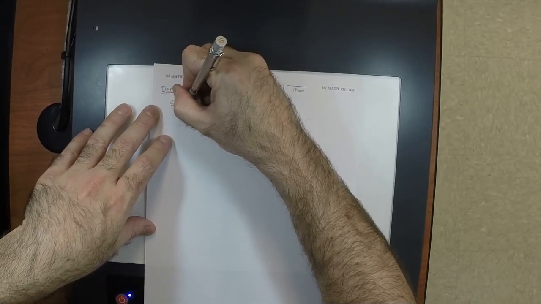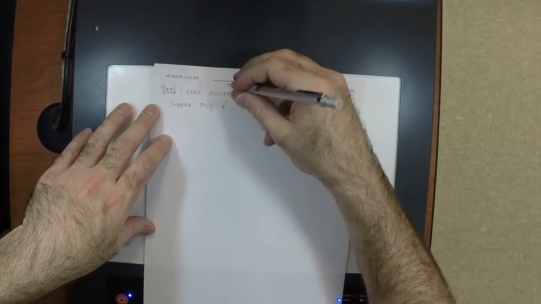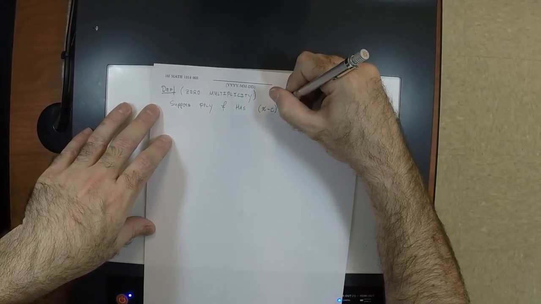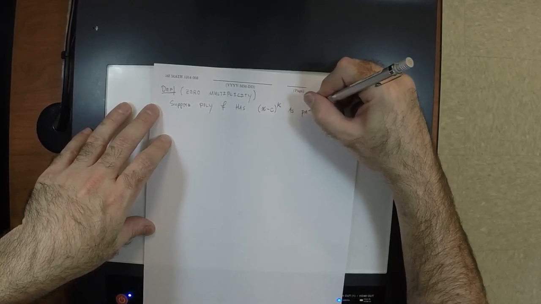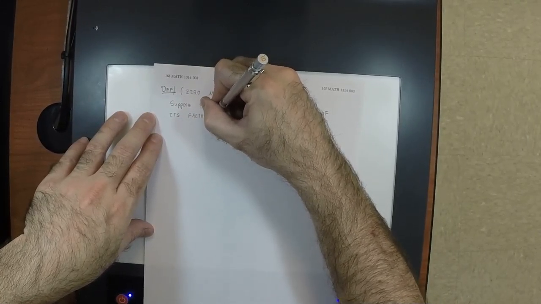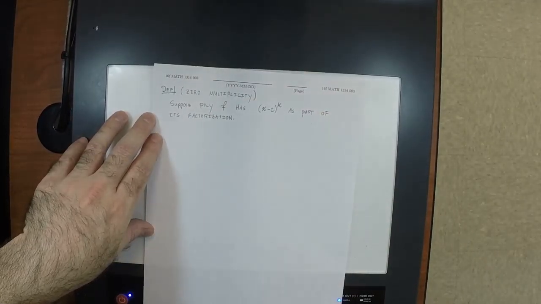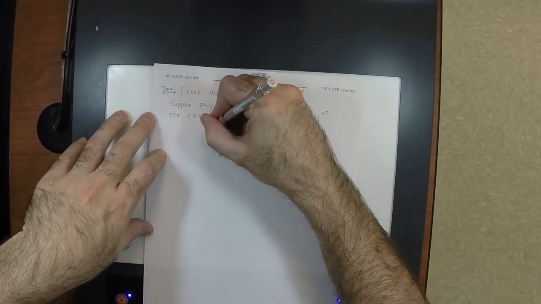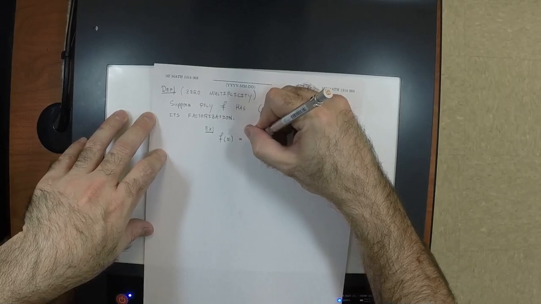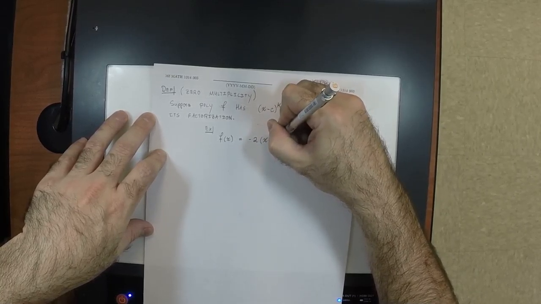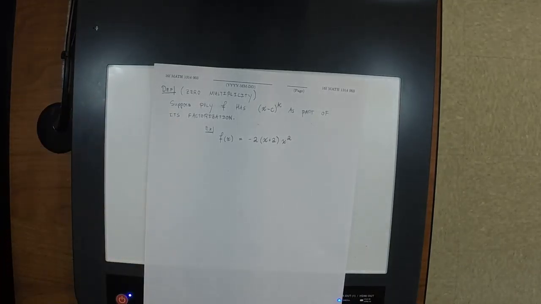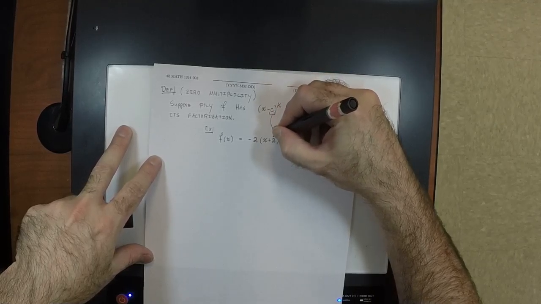So suppose that polynomial f has (x minus c) to the k as part of its factorization. Okay, so to give you an example of what I mean, we could take that polynomial from the previous exercise, negative 2 multiplied by (x plus 2), and then x squared. What I'm talking about is that this c here would be negative 2.